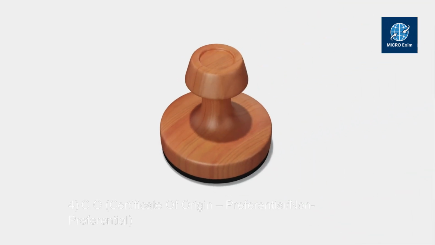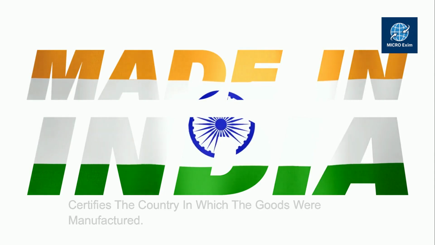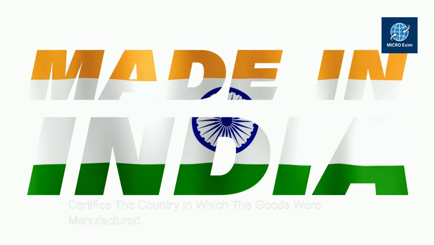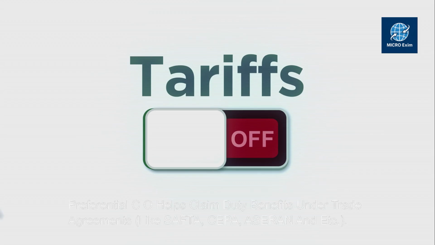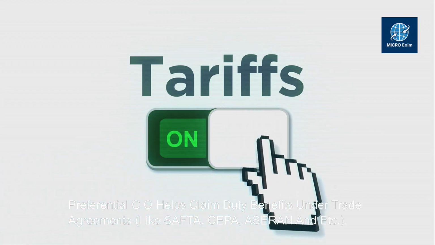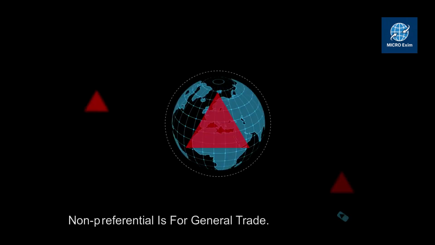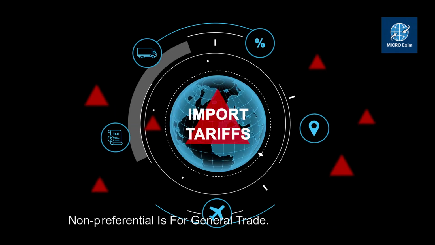4. CO, certificate of origin, preferential, non-preferential, certifies the country in which the goods were manufactured. Preferential CO helps claim duty benefits under trade agreements, like SAFTA, SAPTA, ASEAN and etc. Non-preferential is for general trade.